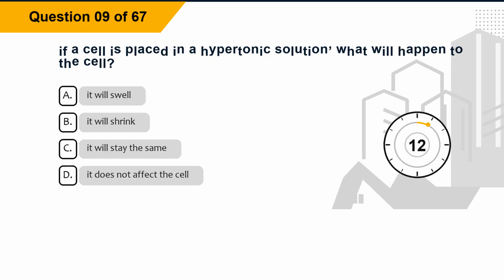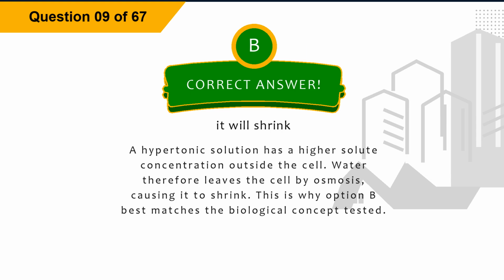Question 9. If a cell is placed in a hypertonic solution, what will happen to the cell? Option A, it will swell. Option B, it will shrink. Option C, it will stay the same. Option D, it does not affect the cell. The correct answer is Option B, it will shrink. Explanation: a hypertonic solution has a higher solute concentration outside the cell. Water therefore leaves the cell by osmosis, causing it to shrink. This is why option B best matches the biological concept tested.